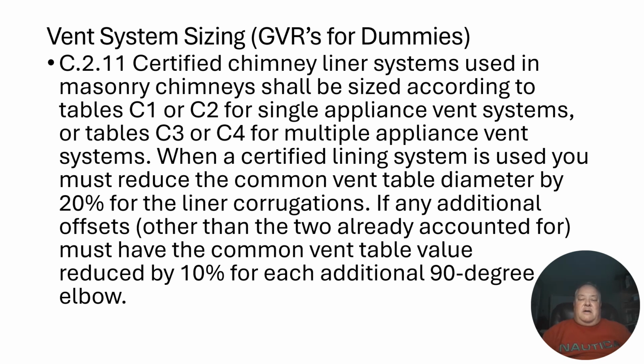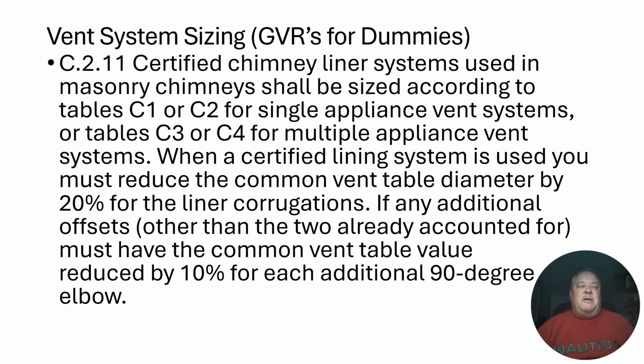The certified lining systems will be sized according to table C1 or C2 for a single appliance, C3 or C4 for multiple appliance vent systems. When the certified lining system is used, you must reduce the common vent table diameter by 20% because the liner actually has corrugations in it, which creates greater resistance inside the chimney liner for the flue products to get out. So we definitely want to make sure that we keep that in mind.